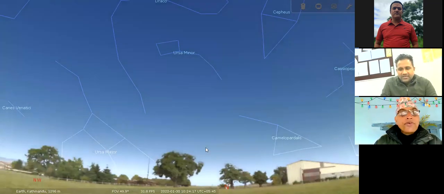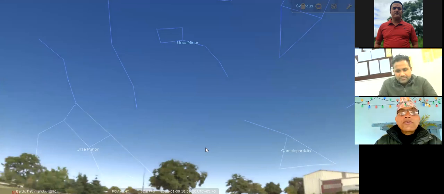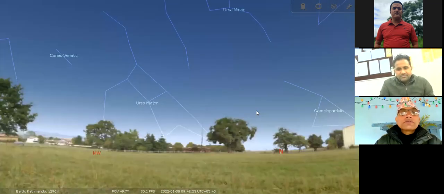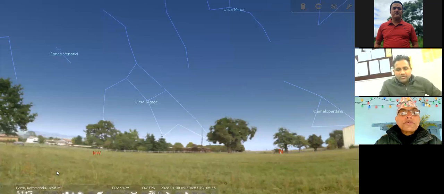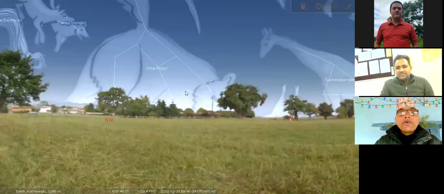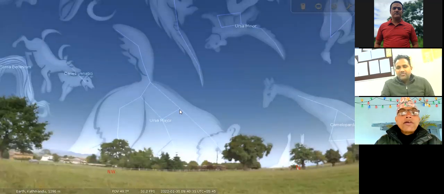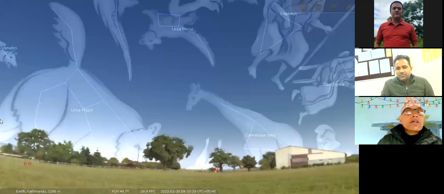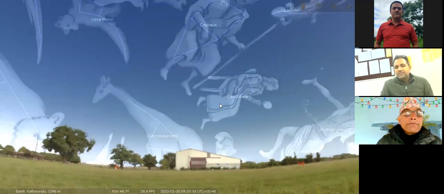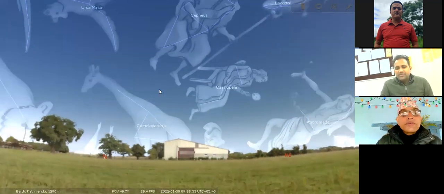You can see here. Okay, look at this one. You can see the different planets, the different constellations. You can see the different directions in this one. Okay, you can give the concept of the longitude and equator to your students.